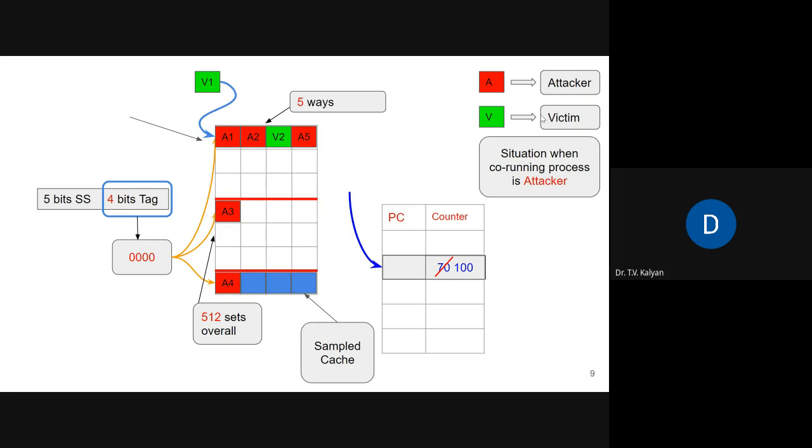No. See, this OPT thing is only for the replacement part, right? For the prediction part.